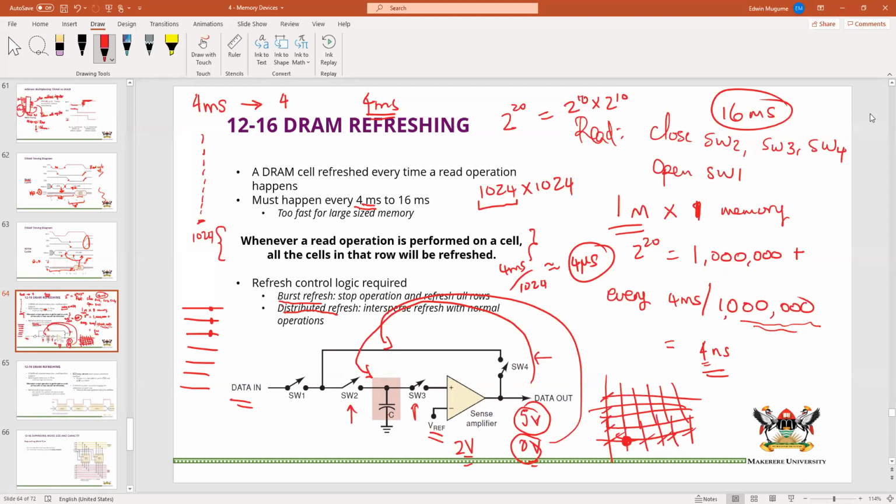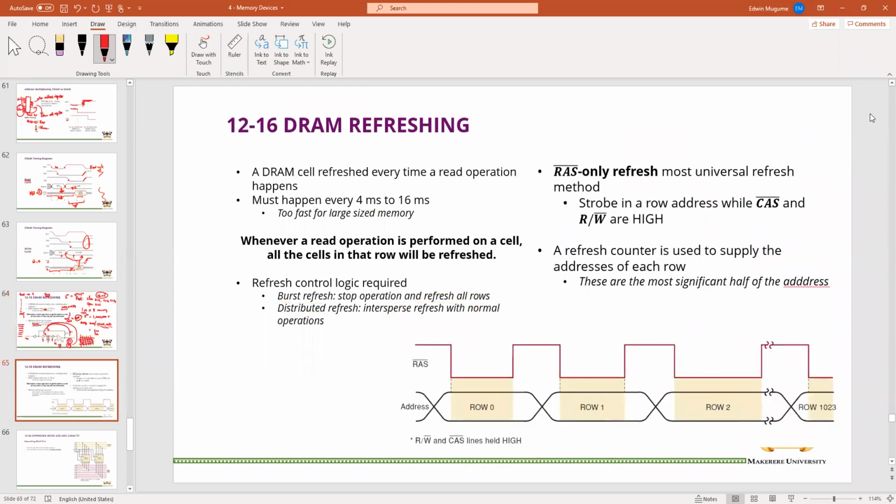One is called burst refresh. Another one is called distributed refresh. So how do we actually achieve this? We have already talked about address multiplexing. I think you remember that. So what we can do is we apply our address to the inputs, and we saw how we do address multiplexing. The lower part of the address will go into the column address register, and it will resolve the column. And the upper part, or the most significant half of the address, will resolve the rows. We saw the strobe control signals, the RAS and the CAS, the row address strobe and the column address strobe.